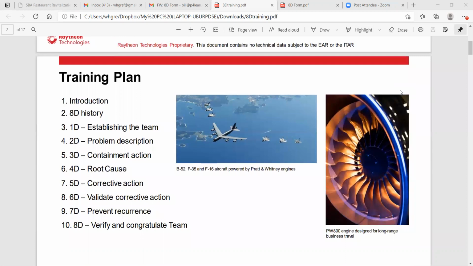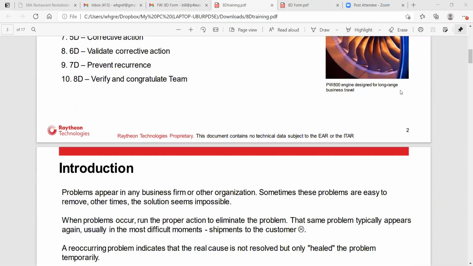First, here's the training plan. And there's the 8Ds, 8 disciplines. And we're going to talk a little bit about the introduction, the history, and then go through the 8 disciplines. Very, very similar to the DMAIC as we do it in our A3 process. And here goes. So, introduction.